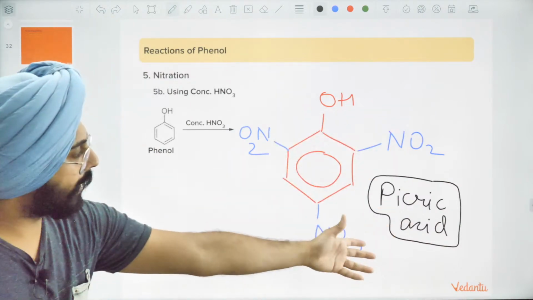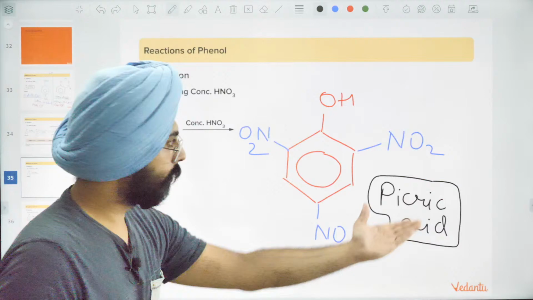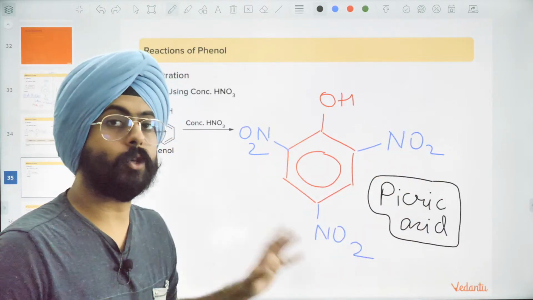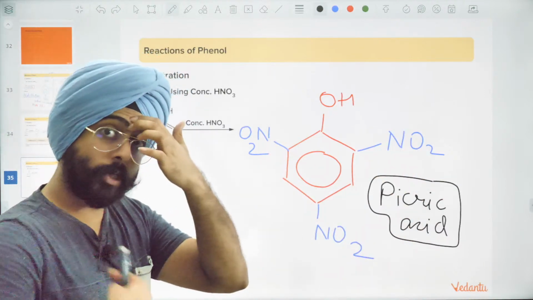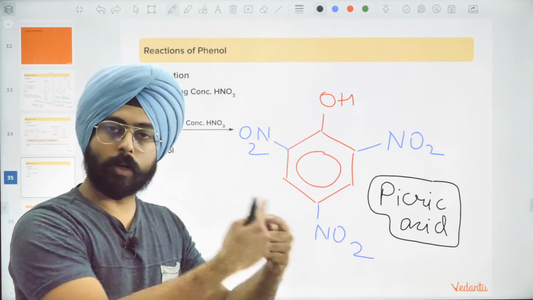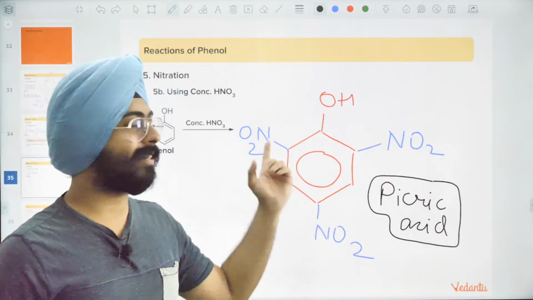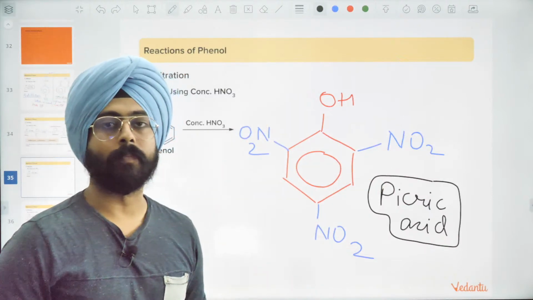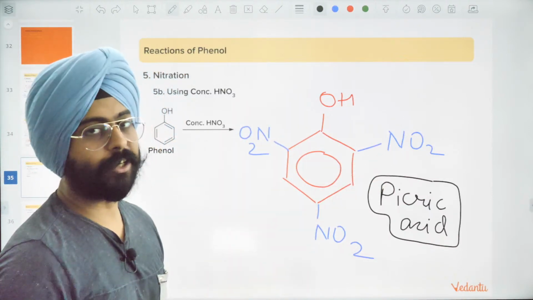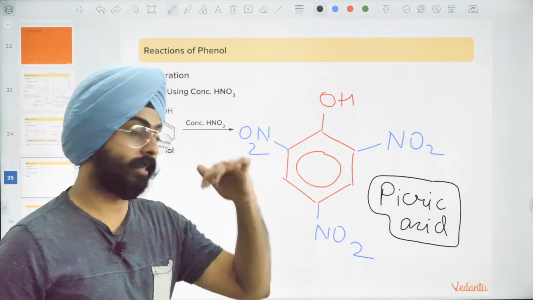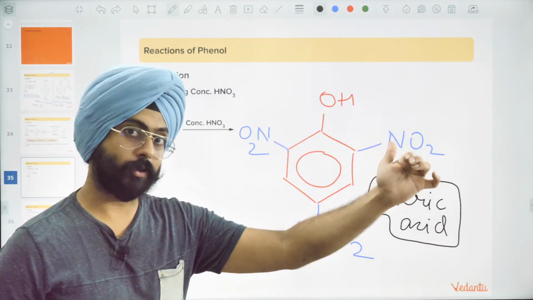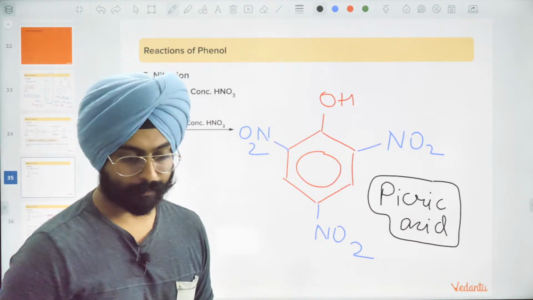So why is it super acidic? Because of the 3 electron withdrawing groups present, yeah? Electron withdrawing groups increase the acidity. So the nitro groups increase the acidity of the phenol in picric acid. Too much picric acid. ठीक है?